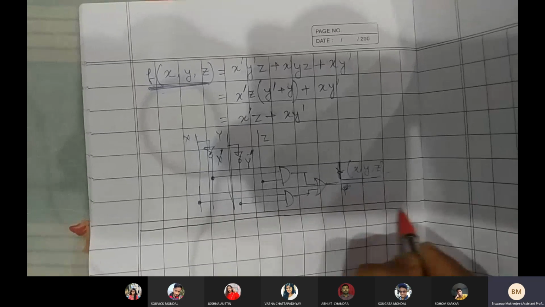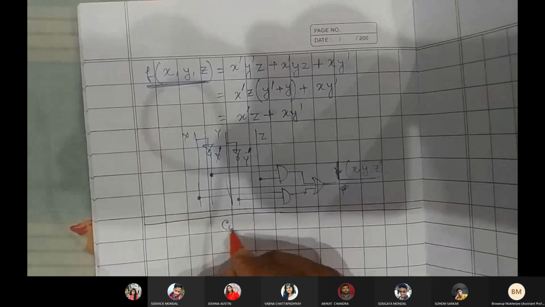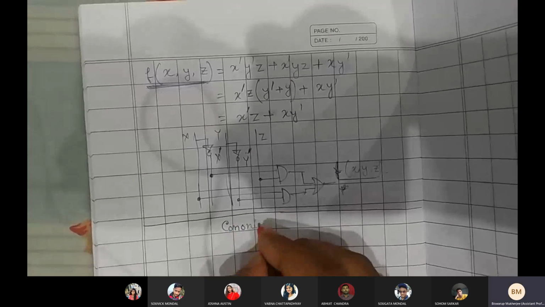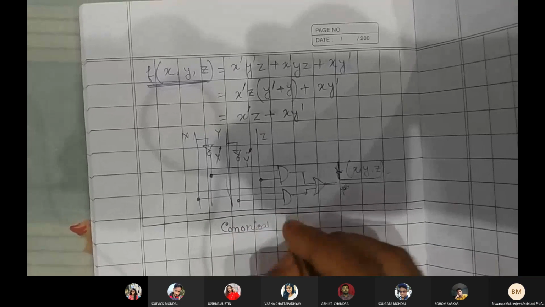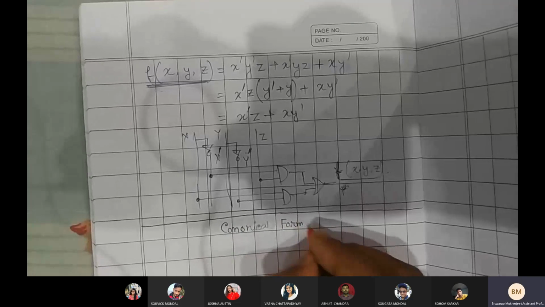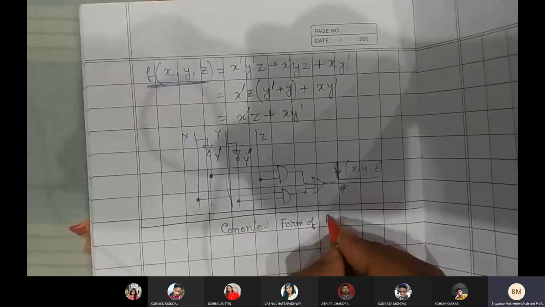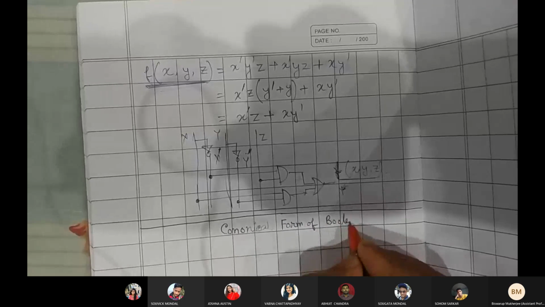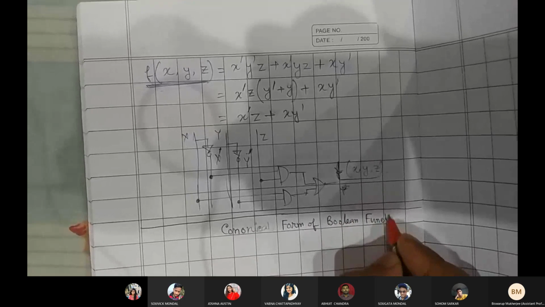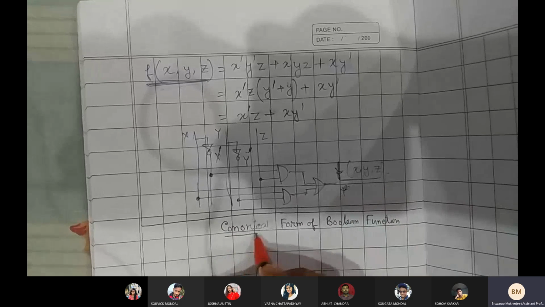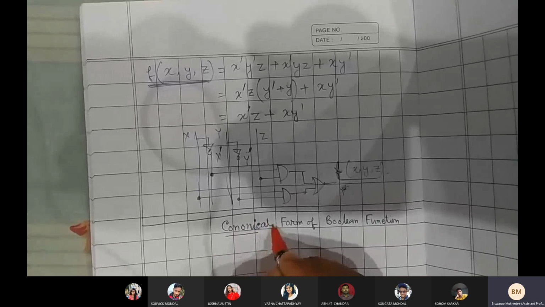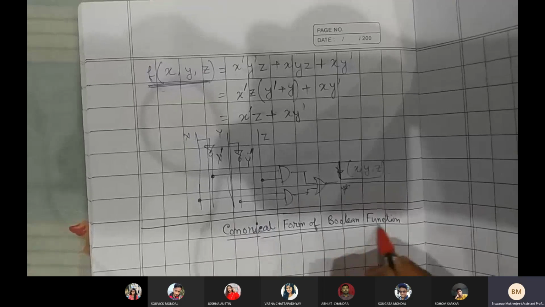That is canonical form of Boolean function. Canonical, C-A-N-O-N-I-C-A-L, canonical form of Boolean function.